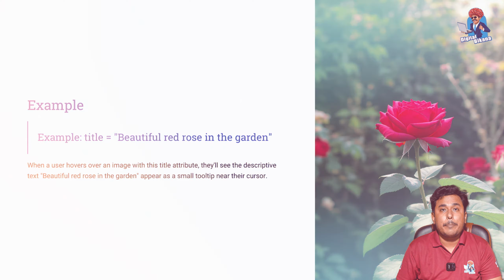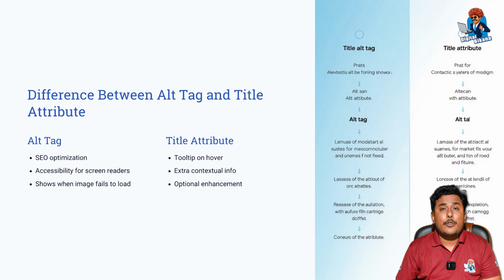a hover tooltip. The alt tag is essential for SEO and accessibility. The title attribute is optional and mainly enhances user experience. Search engines do not give much weightage to the title attribute compared to alt text.